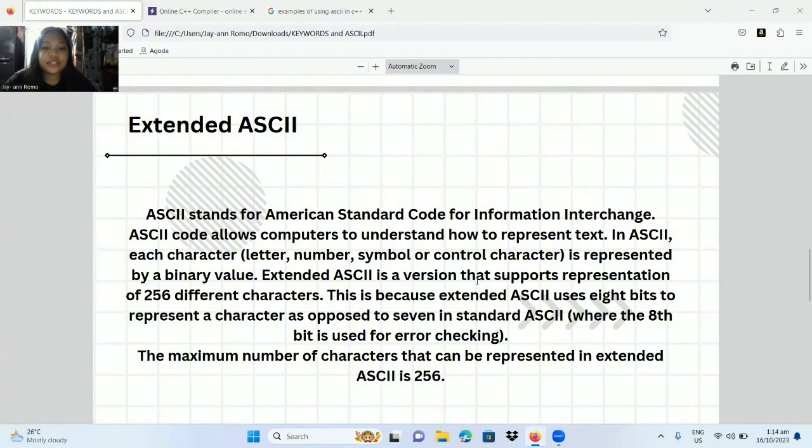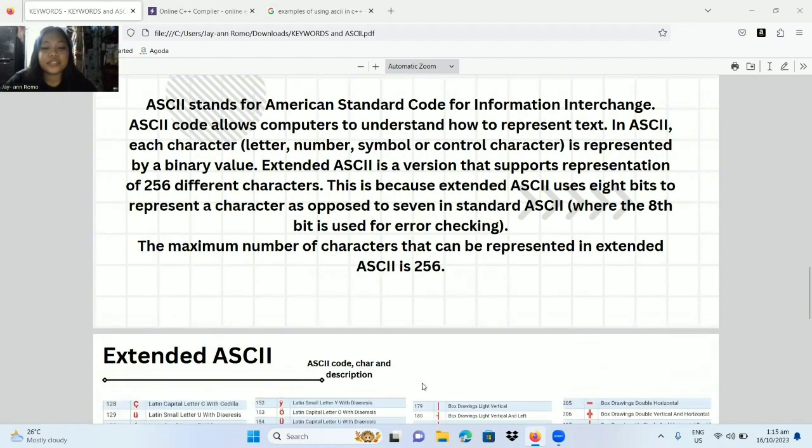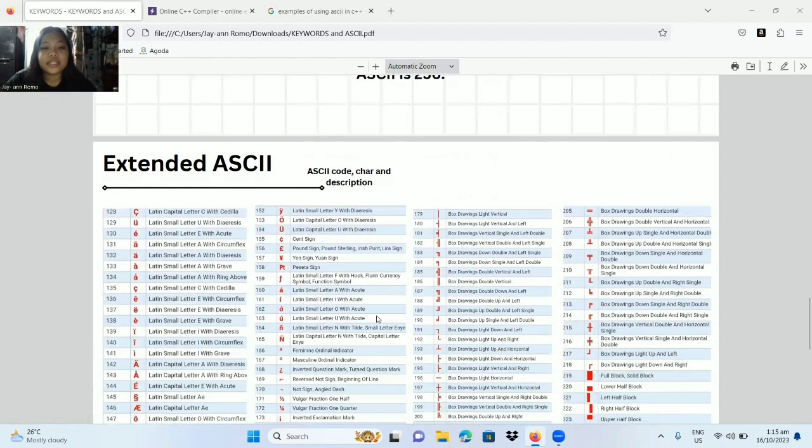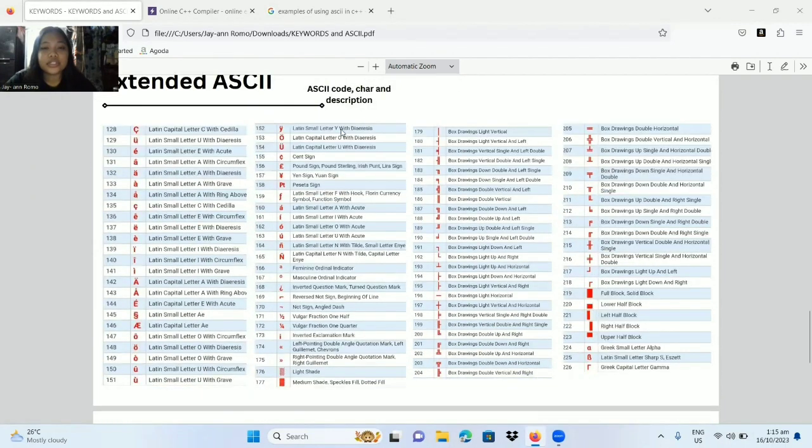Extended ASCII is a version that supports representation of 256 different characters. Meanwhile, standard ASCII has 128 unique values covering alphabetic, numeric, or special additional characters and control codes. This is because extended ASCII uses 8 bits to represent a character, as opposed to 7 in standard ASCII. The maximum number of characters that can be represented in extended ASCII is 256. So here is the list of extended ASCII with code, character, and description.